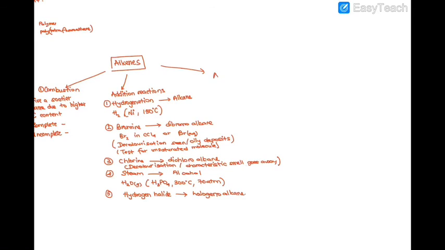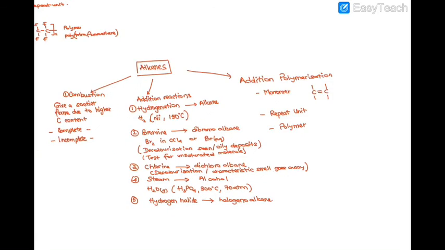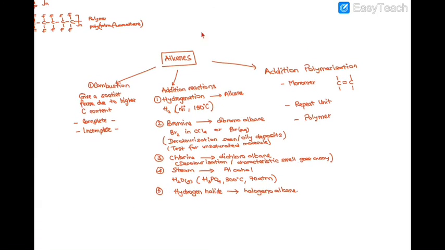And also the last reaction is addition polymerization, where you should be able to draw the monomer in this form, the repeat unit, and the polymer. So that we have just done today. So this is an overview of alkenes.